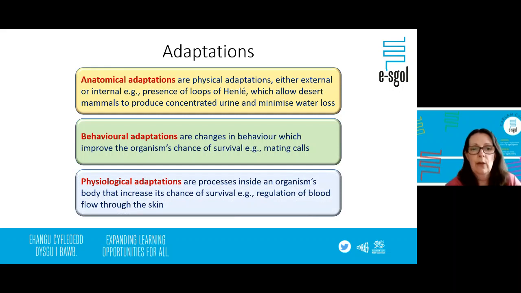And then also we have a physiological adaptation, which increases the chance of survival. And this could be the regulation of blood flow through the skin. And as that takes place, it means that an organism can survive in a different environment and therefore again pass on those genes. And if an organism isn't able to adapt to its environment, then this is where, unfortunately, extinction of organisms may take place.